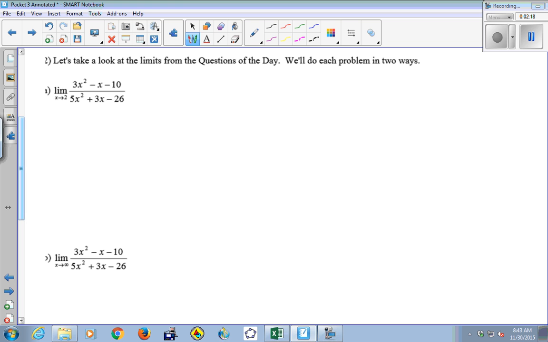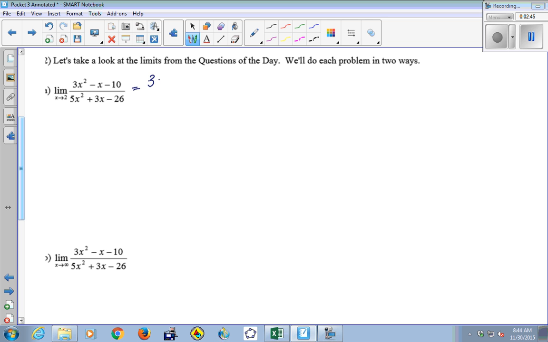So we're going to look at 2 limits. This is one of the limits from the questions of the day, and we're going to do this problem 2 different ways. Up until today, the way we would have addressed this is the first thing you try to do is plug in the number. If you can plug it in and get an answer, then that's the limit. So let's see what happens if I plug 2 into this limit.